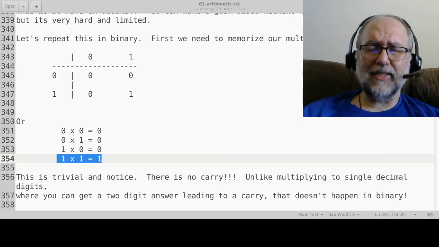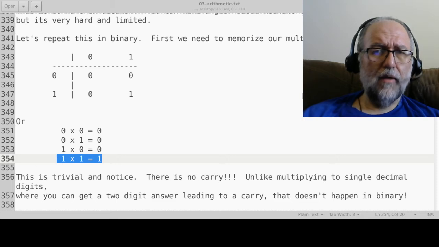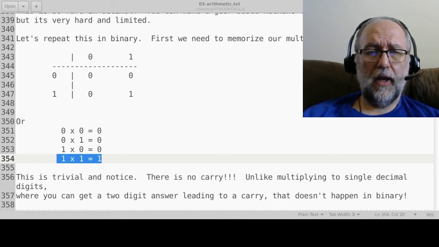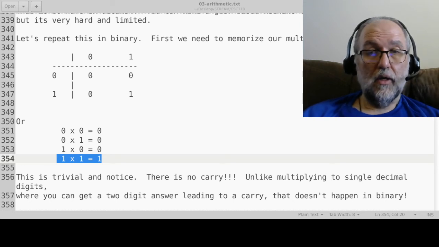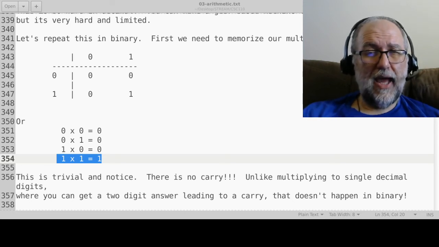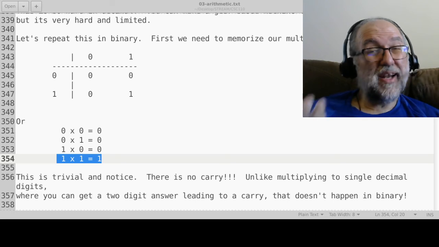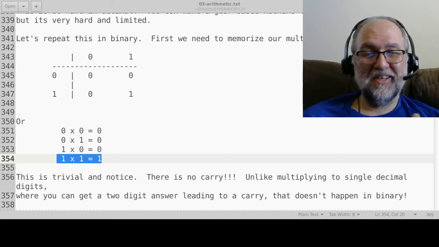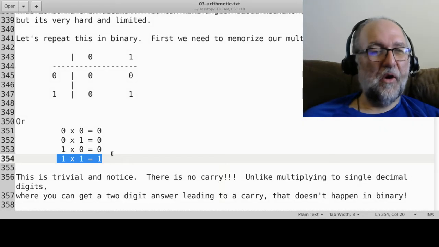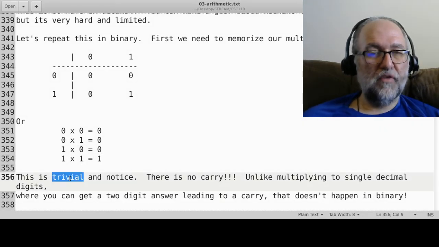Essentially, that's exactly the same as in decimal, but it is binary. So the only time you're going to get a 1 is if you have 1, 1. If you have no ones, then you've got nothing. If you have 1 and nothing, like 1 times 0, you've got nothing. And if you've got no ones, you've got nothing. So there you go. That's our multiplication table. It's trivial.